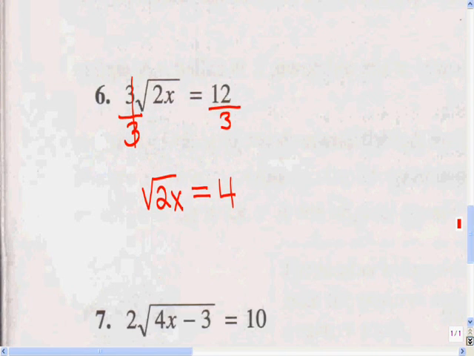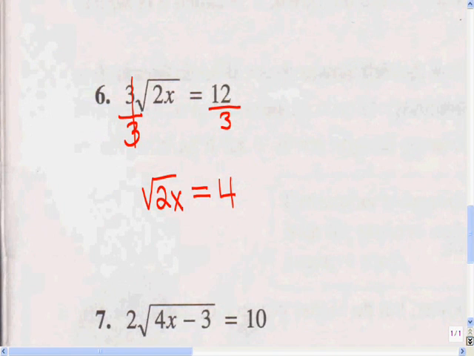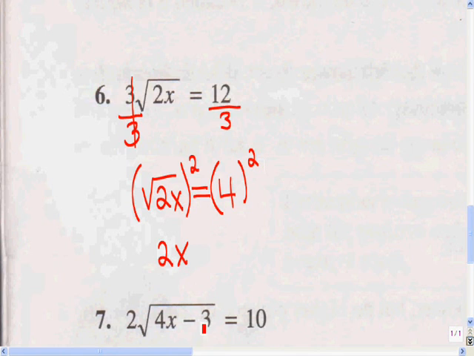What's the next step? Come on, you should be able to answer this question by now. What's the next step? You square both sides. That's what the next step is. You square both sides. Well, the square root of 2x squared is 2x. You notice I'm skipping the steps now because you should already know what we're doing, right? So we get 2x, and 4 squared is 16.